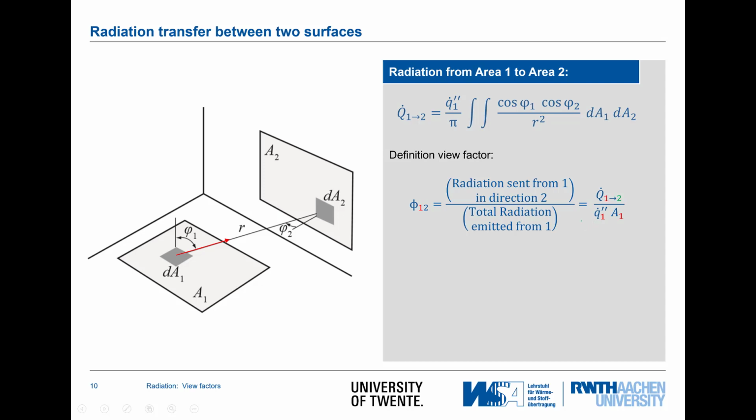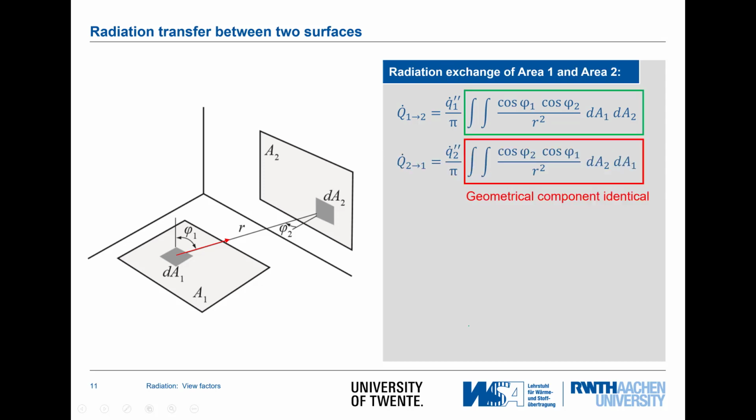Now I can take this one from here and put it in there. So I get phi 1 2, that's, note, I have here q dot 1 2 primes, q dot 1 2 primes, that cancels out. The A1 stays there and the pi is pulled into the integral. So this is my expression for phi 1 2.